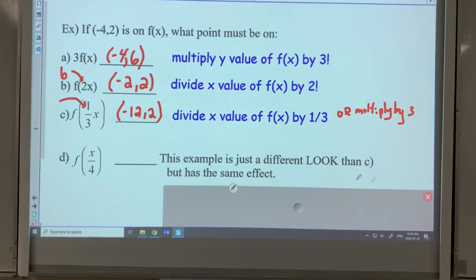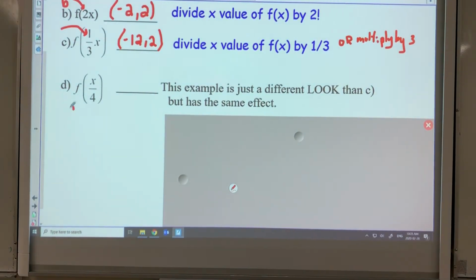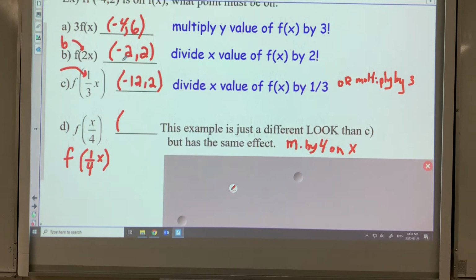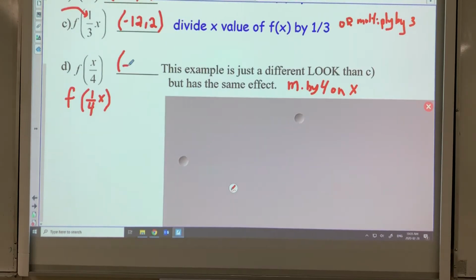Now this one, it looks a little different. It's the same exact effect. Sometimes they can put it like that, but they also might write it as 1/4 times x. Just like before, this time we're going to multiply by 4 on x. So we're going to get -16, 2.